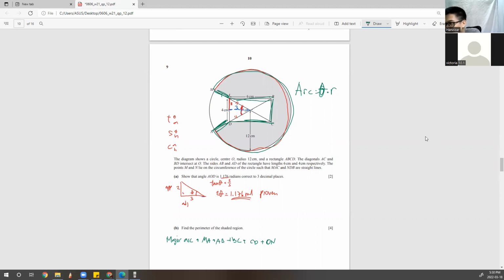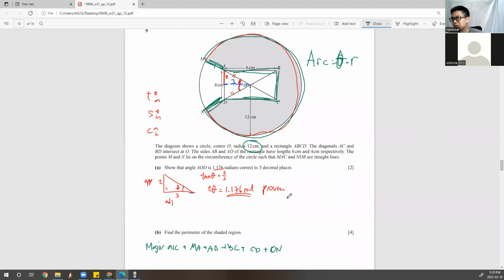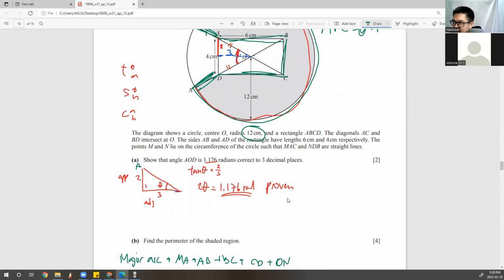So MA is 12 because the radius is 12, minus AO, right? You can find AO simply by doing Pythagoras with 2 and 3. Let's say this is AO. So AO, using the Pythagoras rule, is 2 squared plus 3 squared. I use my calculator here. The answer will be 3.606. Okay, 3 decimal places.